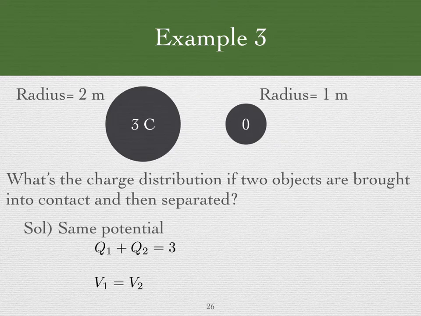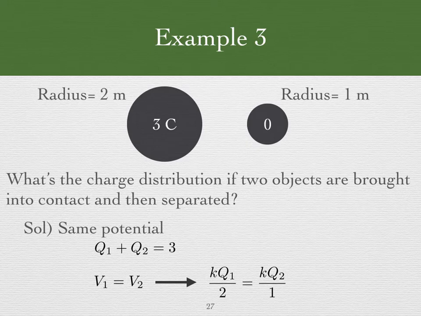So based on these two ideas, I listed two equations. One is the total charge is 3 coulomb. Another one is these two will share the same potential eventually. I know a little bit more about the potential because I know the potential of the ball is nothing but kq over r, where r is the radius.